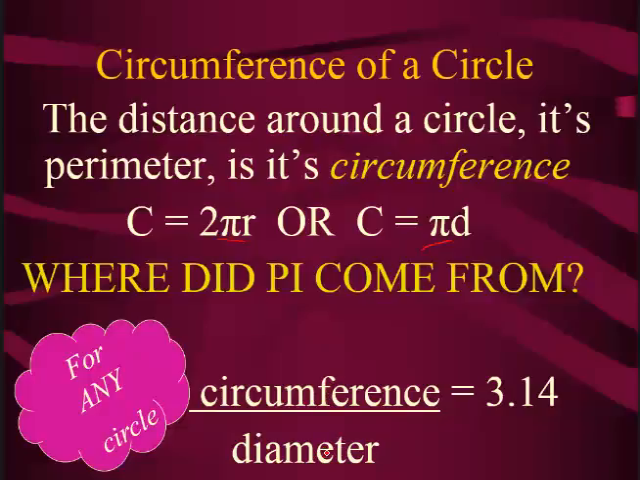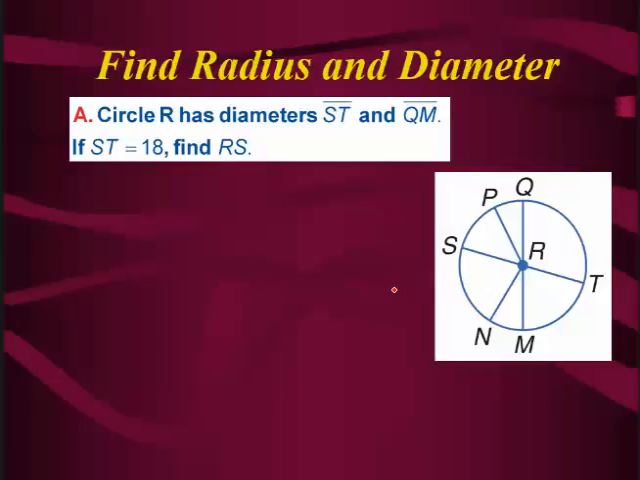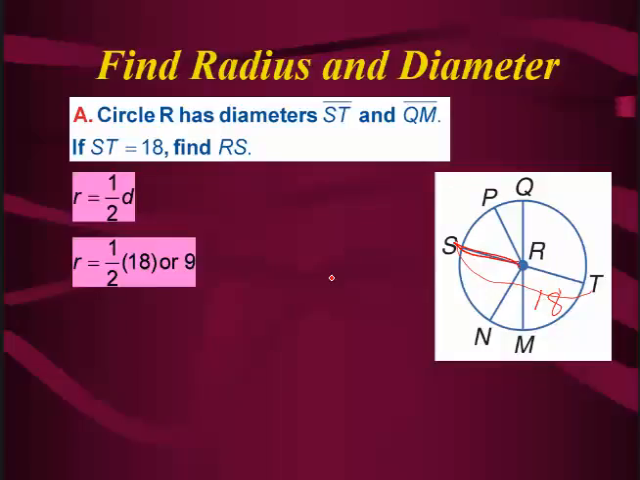Okay, so let's use these formulas to find some missing values here. We have circle R, it has two diameters, ST and QM. If ST is 18, what is RS going to be? So if this whole distance is 18, what is half the distance going to be? Well, we know that radius is half the diameter, so we just plug in our values. Okay, you probably could do that in your head, but I want to show you the algebra. Half of 18 is 9.